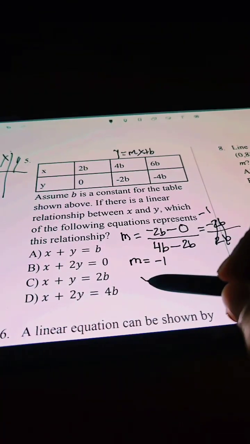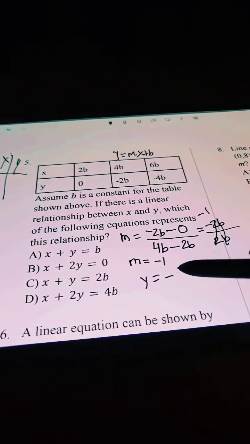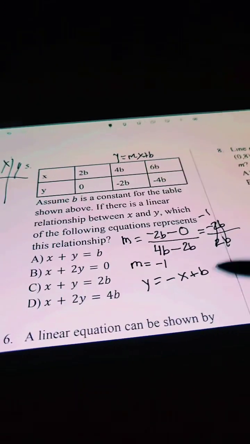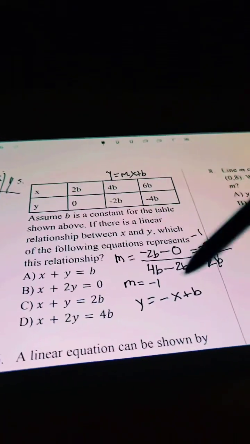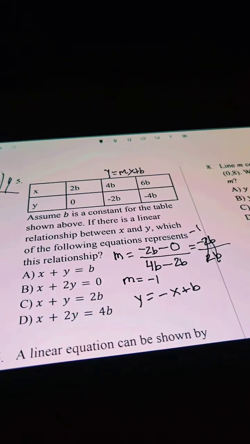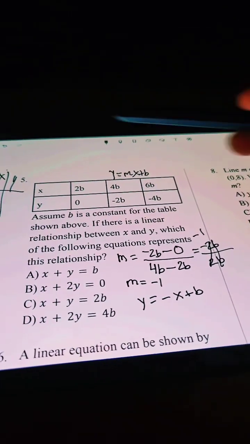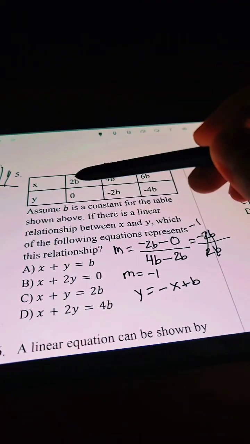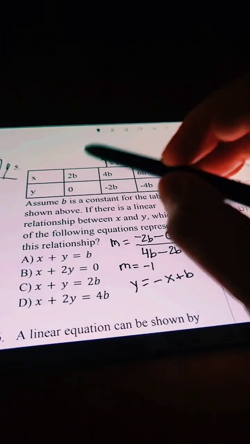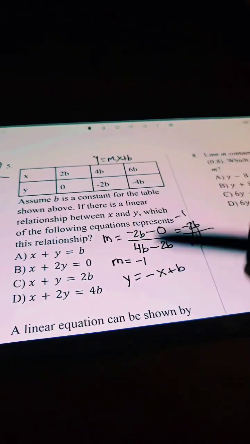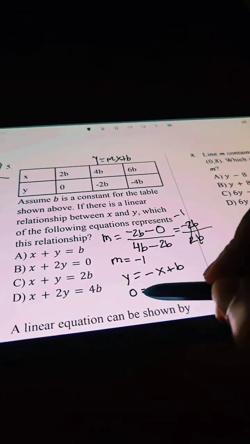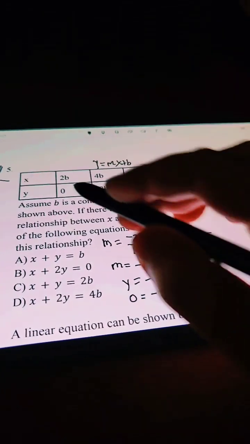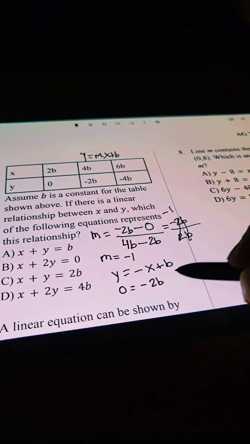So far I know that I need to have y is equal to negative x plus b. Now you'll notice that doesn't really help me much because I still need to figure out what b is. The way I could do that is just by plugging in a point. The easiest point to plug in is going to be 2b comma 0. So that means 2b is going to be my x and 0 is going to be my y. So 0 for y, and then for x, I'm putting in 2b. You could have picked the other points too. It's just I'm obviously going to pick the easiest one to work with.